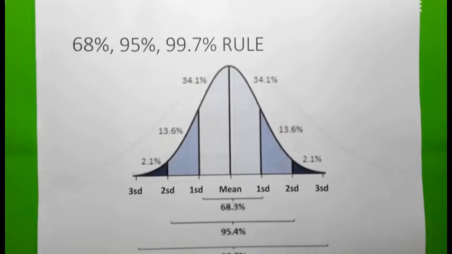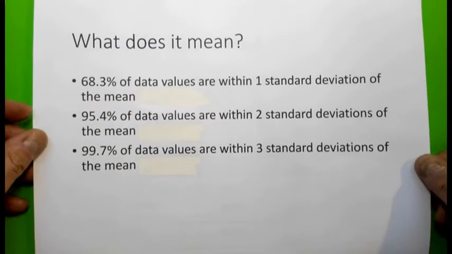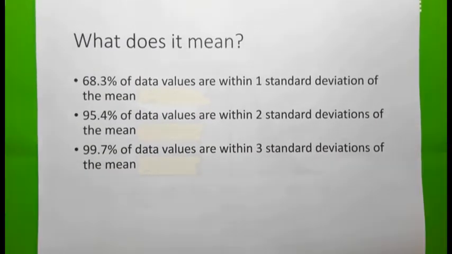Alright, or we can summarize it this way. 68.3% of data values are within one standard deviation of the mean. 95% of data values are within two standard deviations of the mean. And 99.7% of data values are within three standard deviations of the mean.